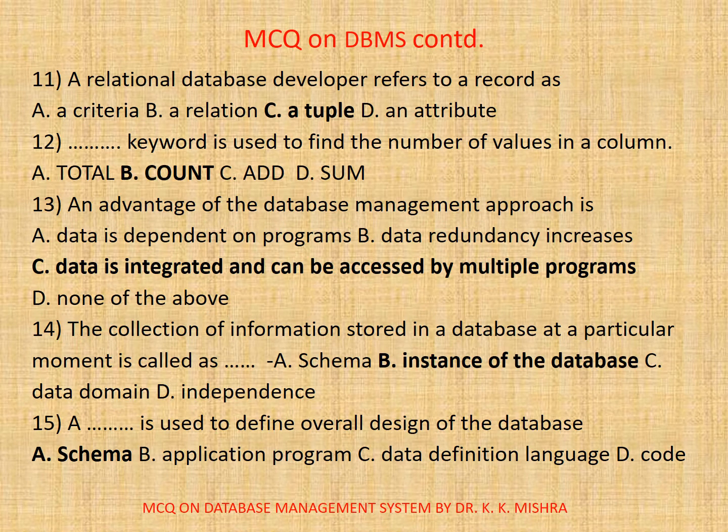Question number 11. A relational database developer refers to a record as options are A. Criteria, B. A relation, C. A tuple, D. An attribute. Correct option is C. A tuple.